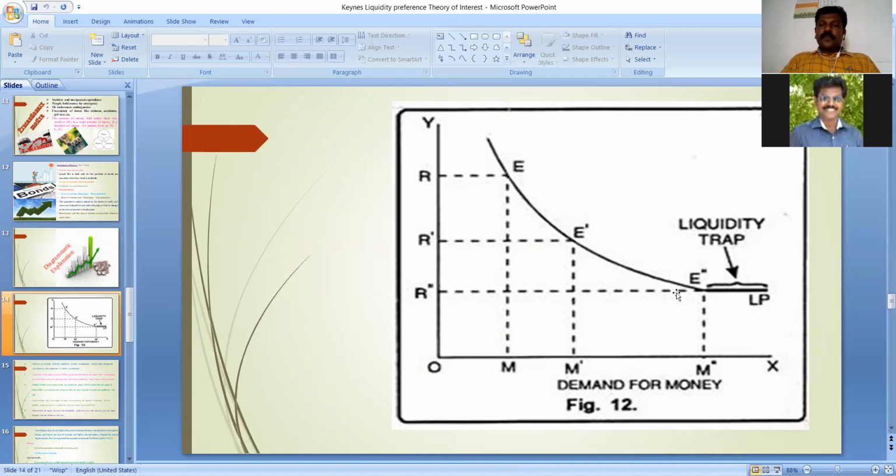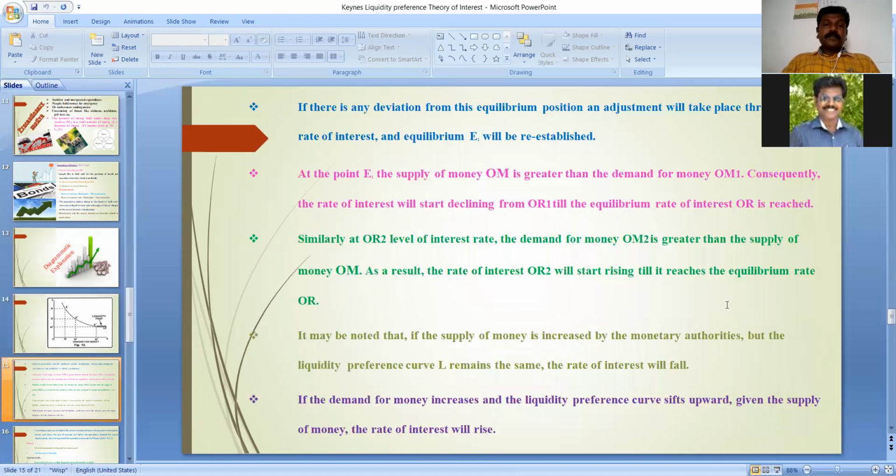Here we can see the horizontal line. This line is called the liquidity trap line, because at a very low level of interest rate, the entire money in their hand, the entire cash in liquid form, is held. That phase is called the liquidity trap phase. Okay, we can explain here.